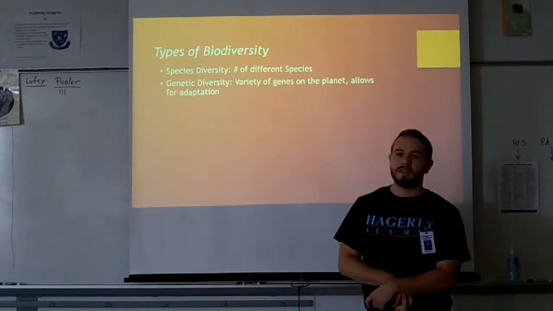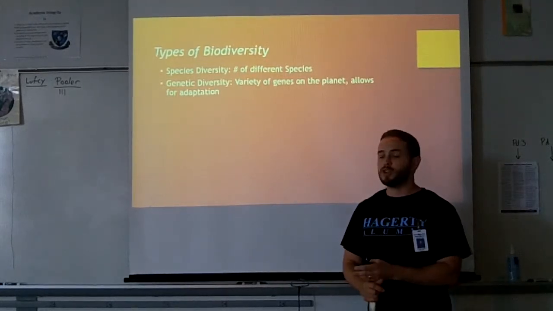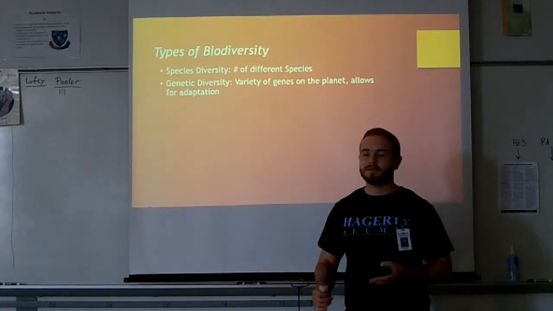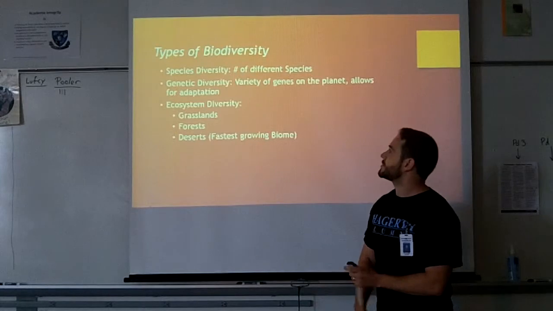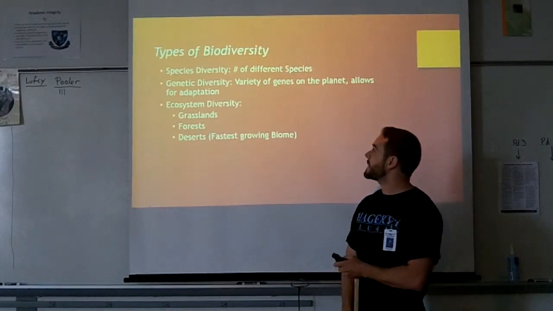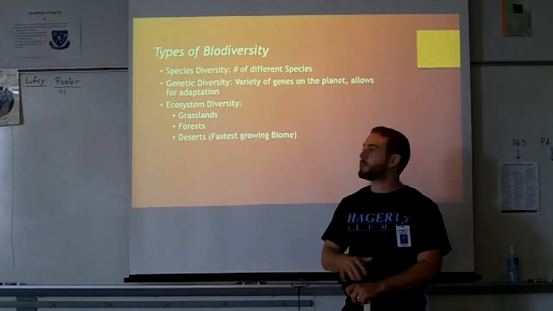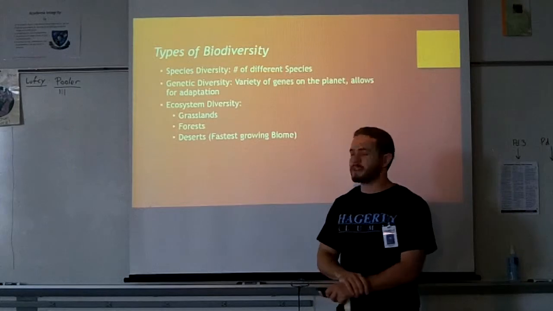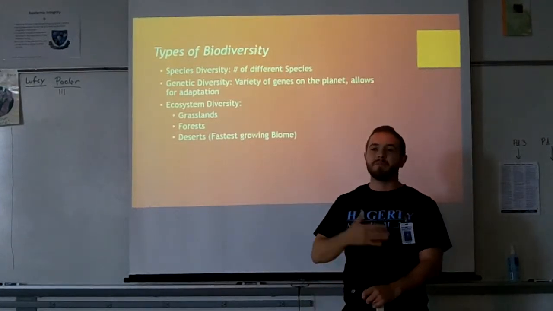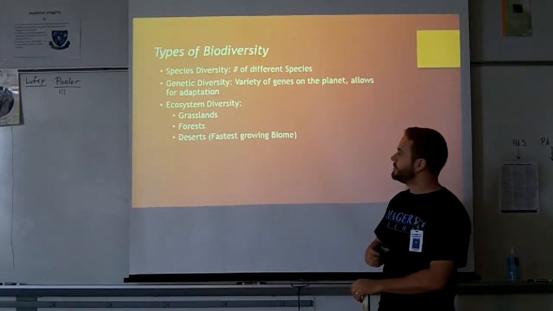Genetic diversity, the different genes that make up the organism. And talking about humans, right? What genes make us different from each other? You'll see that genetic diversity is very important to variation, something we'll get to in just a little bit. And then ecosystem diversity, the different types of ecosystems that the Earth can support. Grasslands, forests, deserts. On a sad note, deserts are the fastest growing biome on the planet because of our poor farming practices. More on that later.